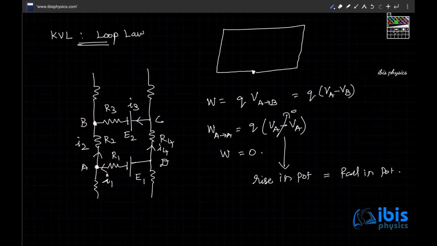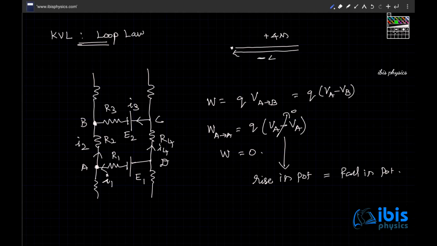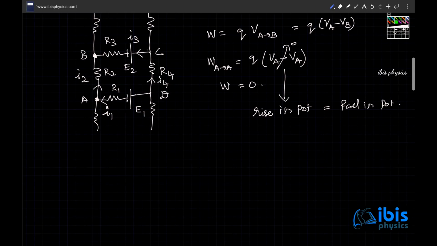So how do you explain that? Let us consider the same case, and you are starting at this point. You go towards this side by 4 meter, so your displacement is plus 4 meter. If you come back to the same point, your displacement is minus 4. So 4 minus 4 is equal to 0. Similarly, positive displacement is equal to negative displacement. In the same way, rise in potential is equal to fall in potential. In a loop, if you start from one point, when you come back to the same point, the net potential difference is 0. That means rise in potential is equal to fall in potential.